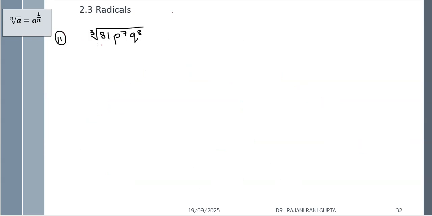So let's take this example. Cube root of 81 p^7 q^8. Cube root means it's all 81 p^7 q^8, all power 1 over 3. We see that here 7 and 8 are not divisible by 3. So we will see how to work with them.